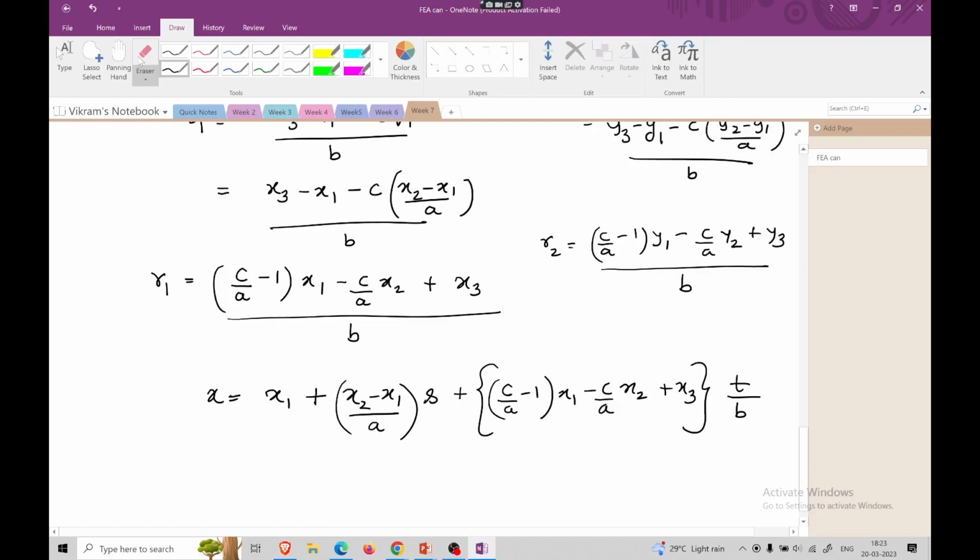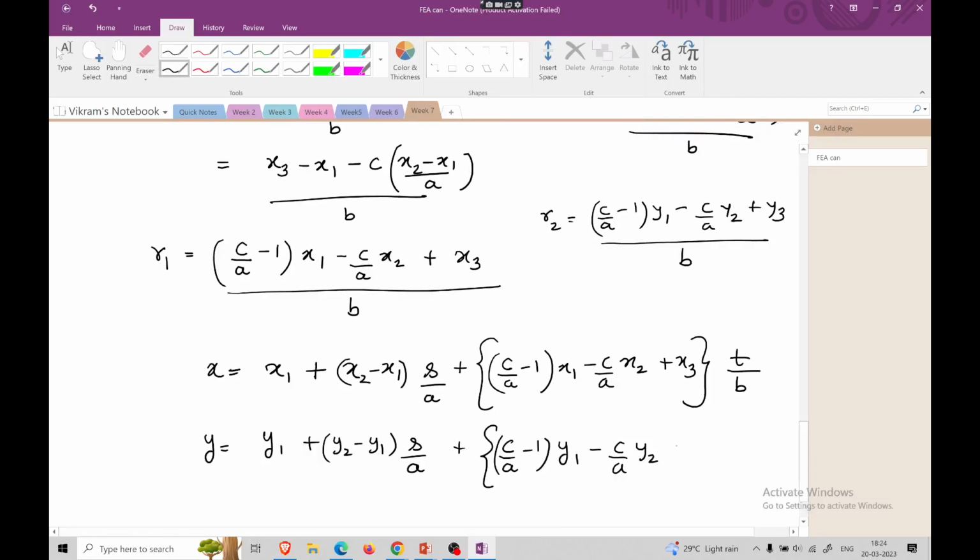Y is a very similar equation: y1 plus y2 minus y1 into s by a, plus c by a minus 1 into y1 minus c by a y2 plus y3, into t by b. Okay, so we have solved for x and y. So I will just ask a question. Along the line 1 2, what will be the value of t? Can anybody tell? In the st coordinate system.